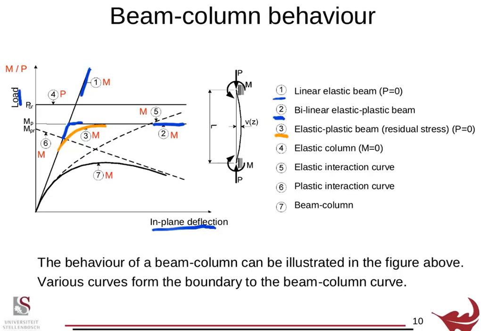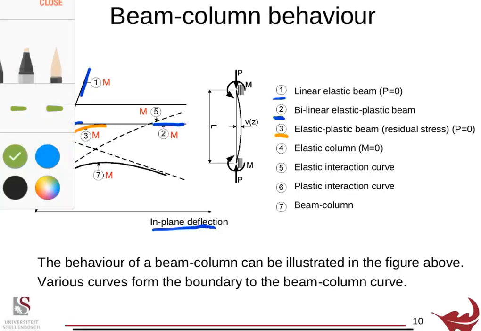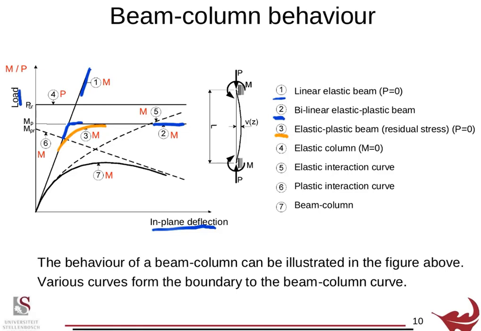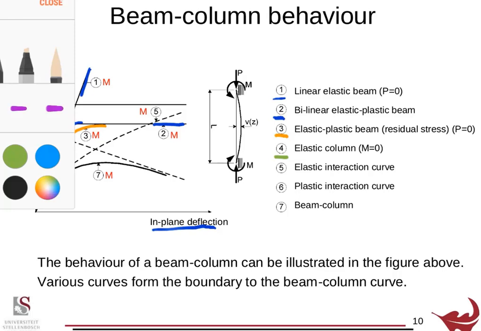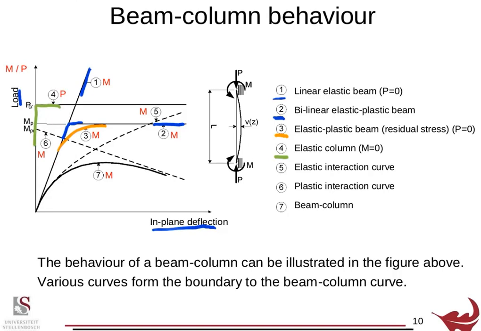But now let's have a look at what our column does. So if we have an elastic column, we load it, and then suddenly it buckles, and then it just deflects infinitely. So that's the behavior we get there from our column. But now let's start putting all of this together, and what you will find then is that you start ending up with a real column interaction where both the moment and the axial load are taken into account.